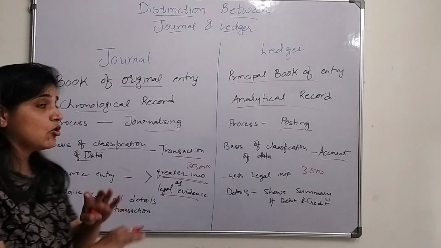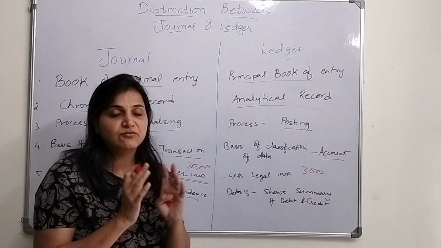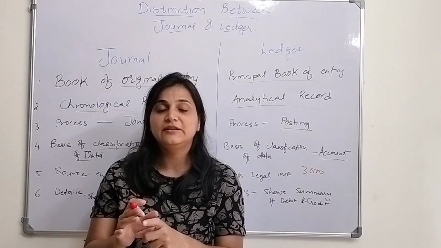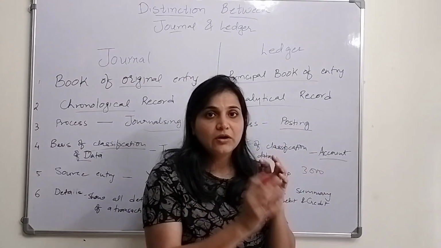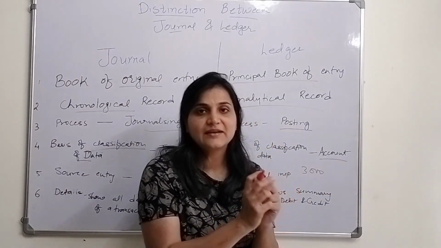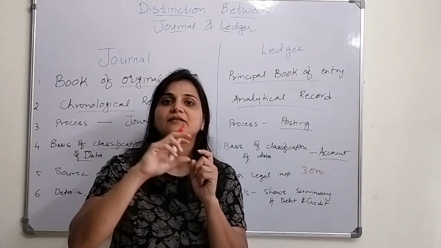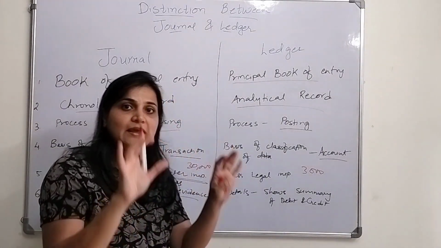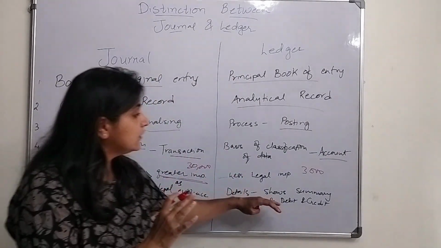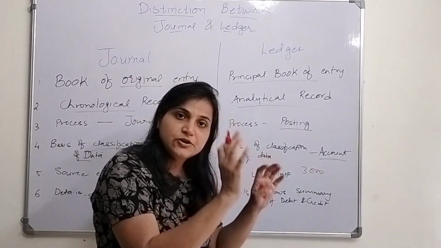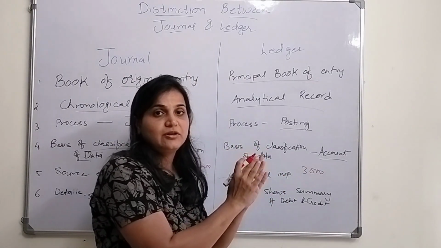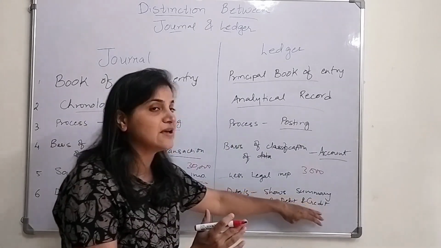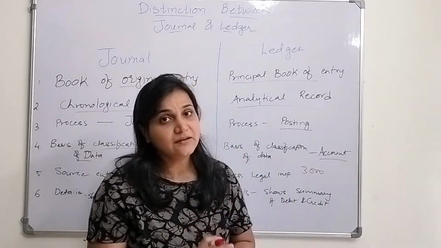Next, the journal shows all the details of the transaction. It shows on which particular day the transaction occurred, what the transaction is, how much the amount is, and there is a narration also. So it provides all the details of a transaction. In the ledger, there is a particular account, and we debit that particular account. If it relates to credit, we credit that particular account. So it shows the summary of debit and credit.